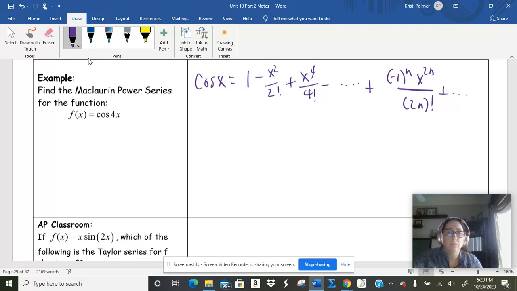So first I wrote what cosine was. Now, everywhere I see an x, I'm going to plug in 4x.